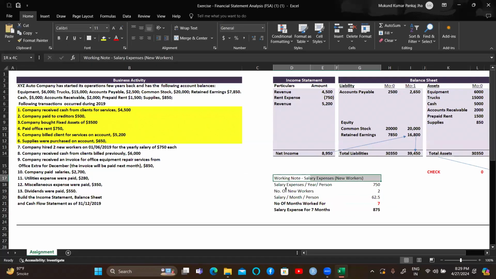Why working note? Because it is essential to follow the process and know where this 875 is coming from. We could have directly calculated it as 875, but making this through a working note would help the reader of the financial statement understand clearly on what basis the values are calculated.